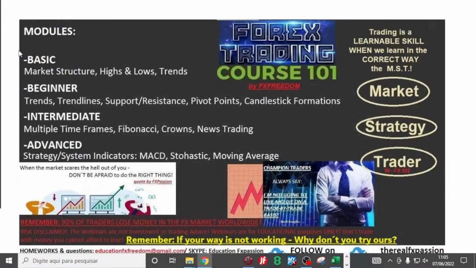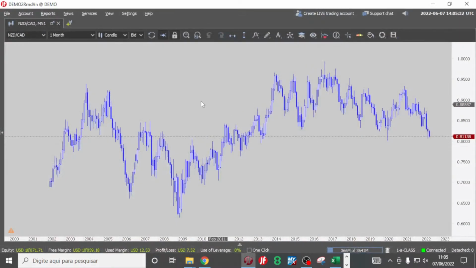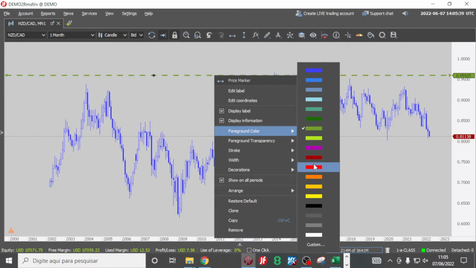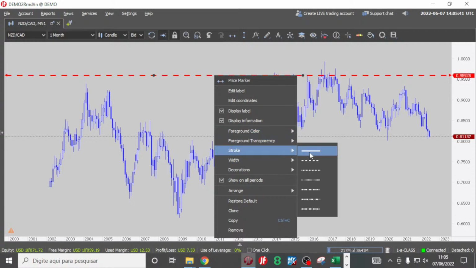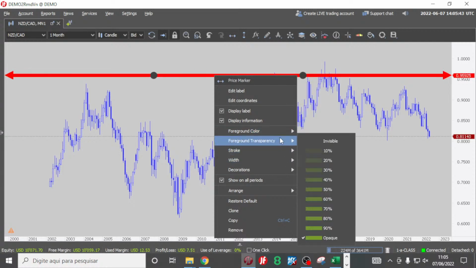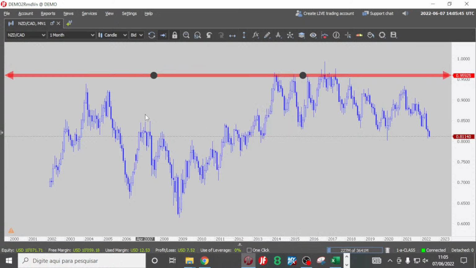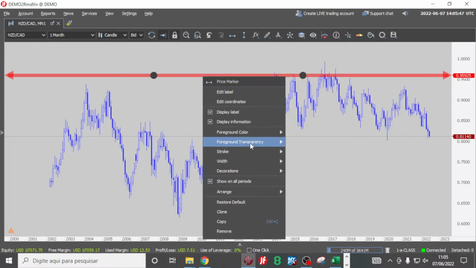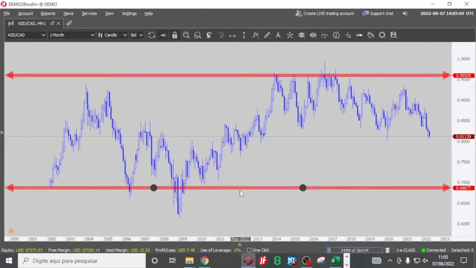Number one, basic module, market structure, highs and lows and trends. You start with the monthly chart and you draw the upper band. Remember, it's not aligned to the pip, it's a level. And then you draw a lower band.